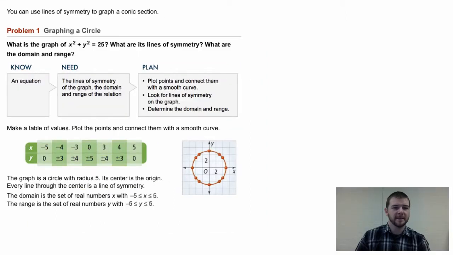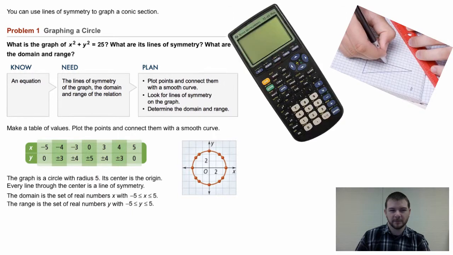You can use lines of symmetry to graph a conic section. Example problem 1, graphing a circle. What is the graph of x squared plus y squared equals 25? What are its lines of symmetry? What are the domain and range? So let's back up. What is the graph of x squared plus y squared equals 25? If you were asked to provide a graph like this, what would you do?